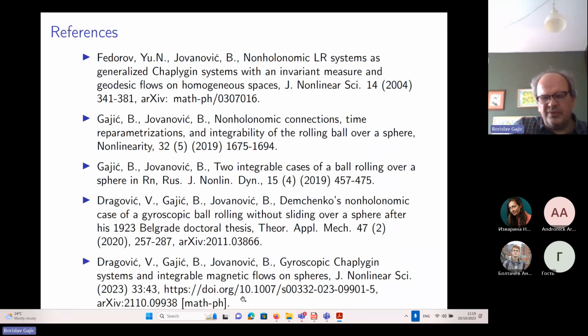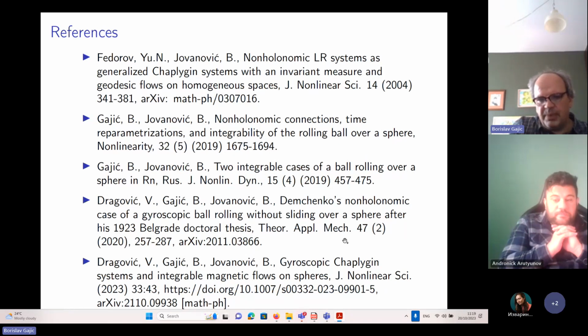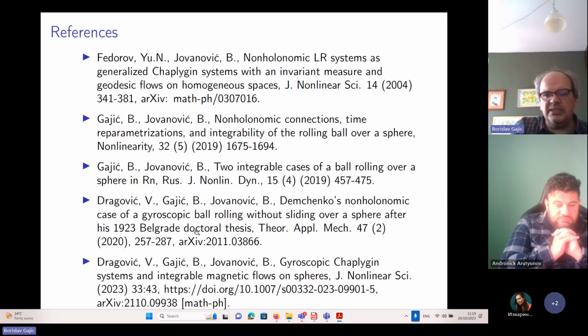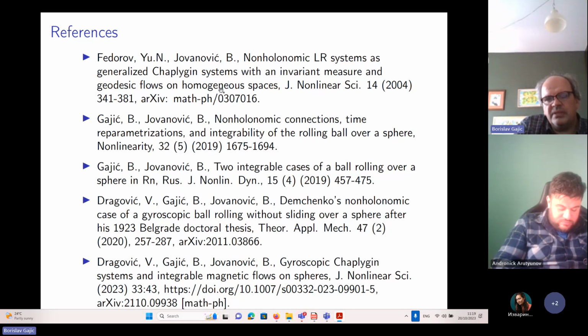This material is part of our paper, published in 2023 in the Journal of Nonlinear Science. And before that, we have one in Theoretical and Applied Mechanics, our Serbian journal, which is published by the Serbian Society of Mechanics and the Mathematical Institute. We have put some light on Demchenko's thesis because it is completely unknown. Of course, it is written in Serbian, and it is completely unknown to a wide audience. And there are also 3 papers given on this rolling of a ball over a sphere.